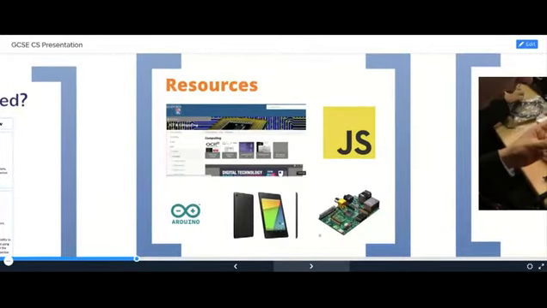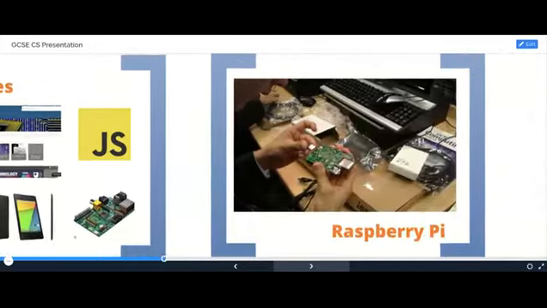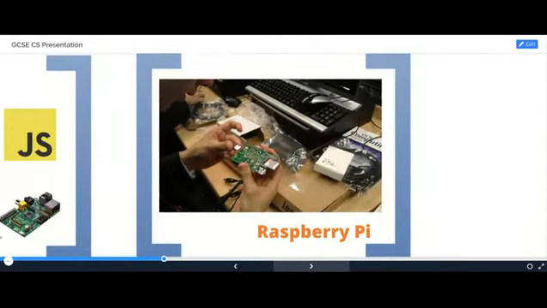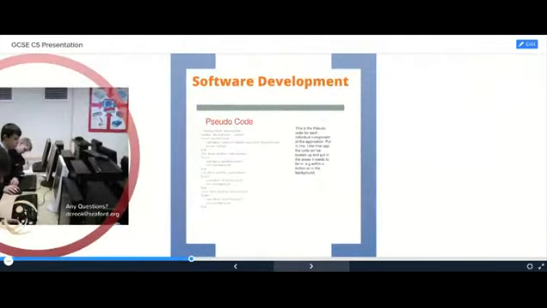Lots of resources are available, whether it's software-based IDEs for programming such as JavaScript or C#, to more hands-on practical components such as the Raspberry Pi to do some physical computing.